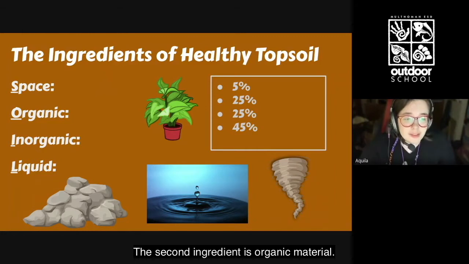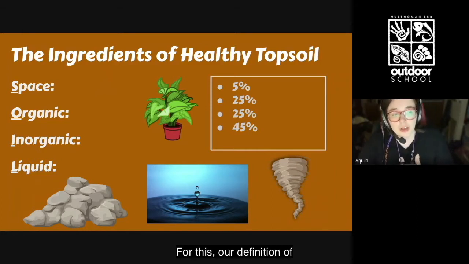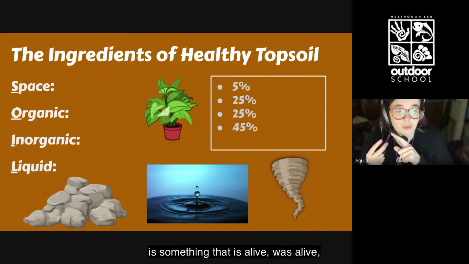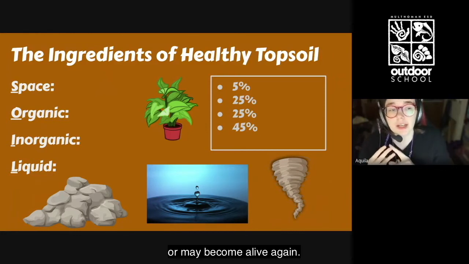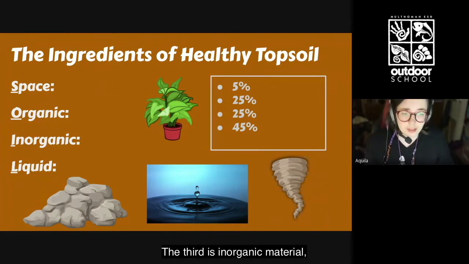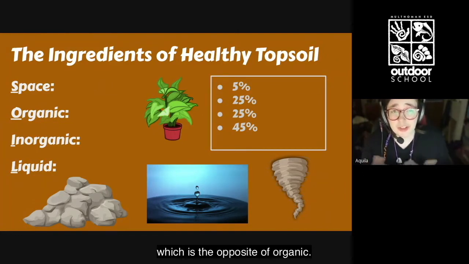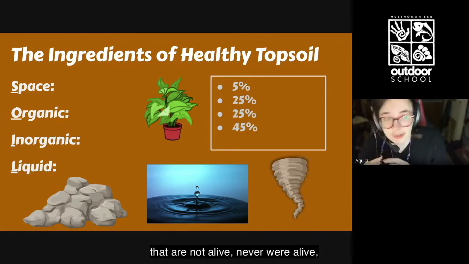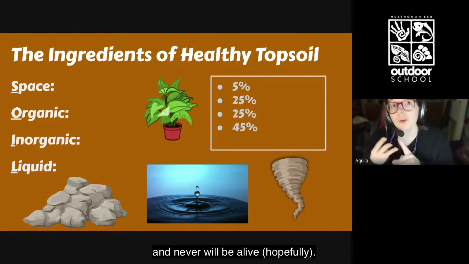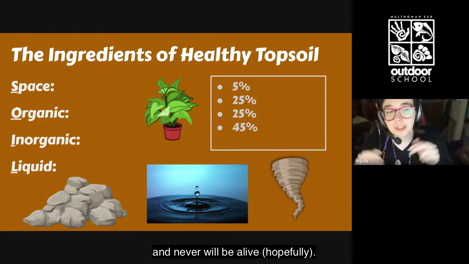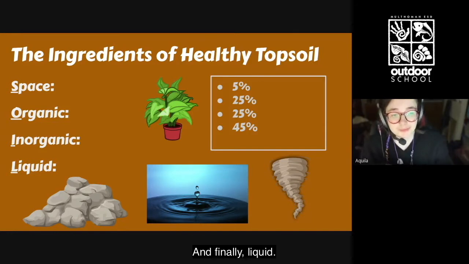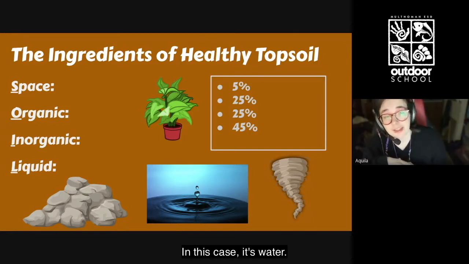The second ingredient is organic material. For this, our definition of an organic material is something that is alive, was alive, or may become alive again. Plants are an example of an organic material. The third is inorganic material, which is the opposite of organic. Inorganic materials are things that are not alive, never were alive, and never will be alive, hopefully. Rocks are an example. And finally, liquid. In this case, it's water.